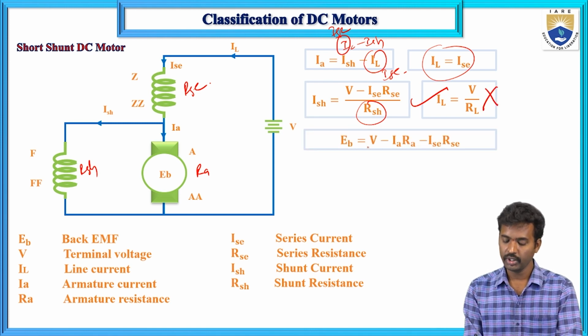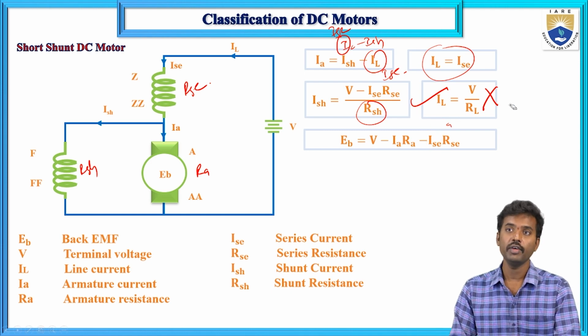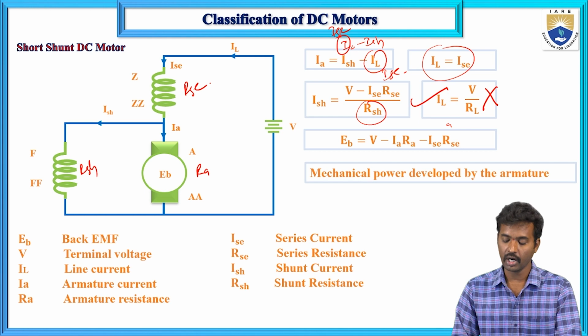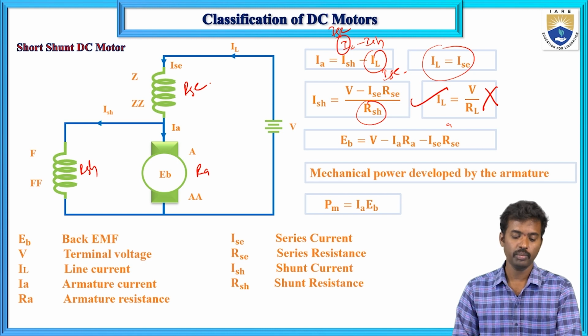Now E_B equals V minus I_A R_A minus I_series R_series. Here I_series and I_A are not the same. So the final equation is E_B equals V minus I_A R_A minus I_series R_series. The mechanical power developed by the armature is P_M equals I_A into E_B. So these are the important DC motors.